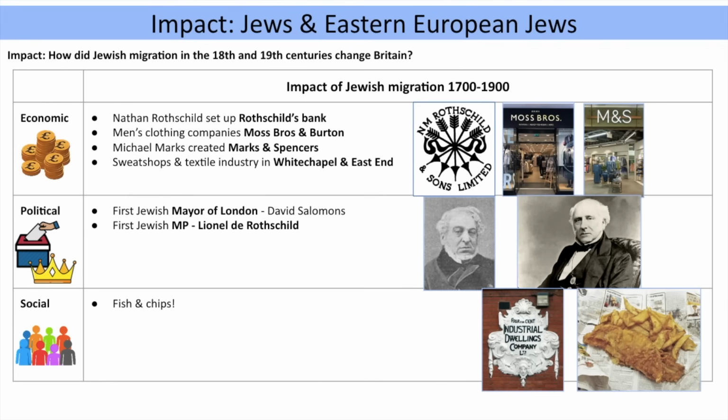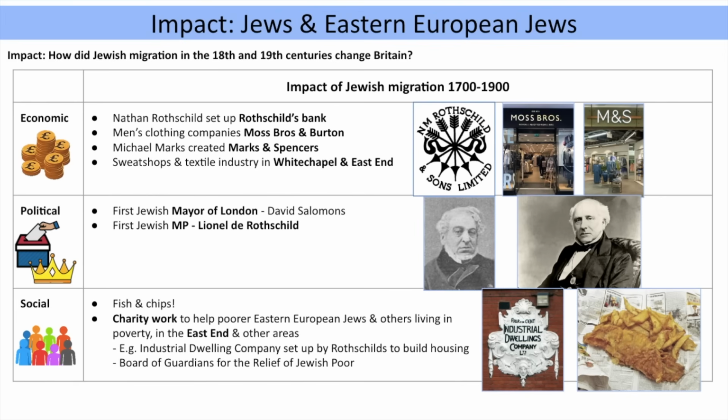Socially, big impact when it comes to food and drink is the creation of fish and chips, which can be traced back to a Jewish restaurant that was set up in this period. And as already mentioned, that charity work in the East End to help the poorest people in society is an example of the social impact of Jews in this period.